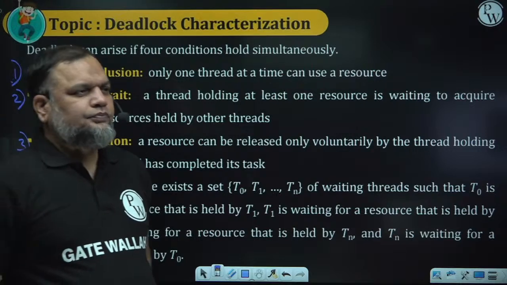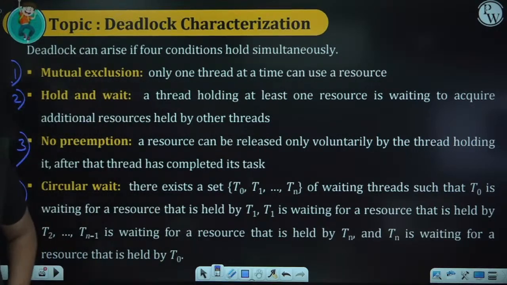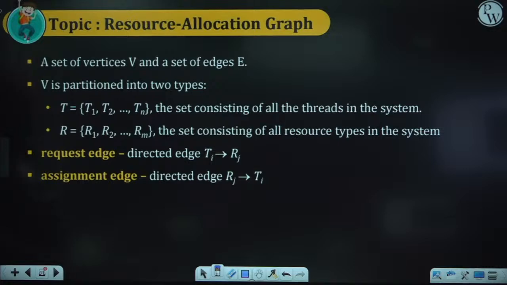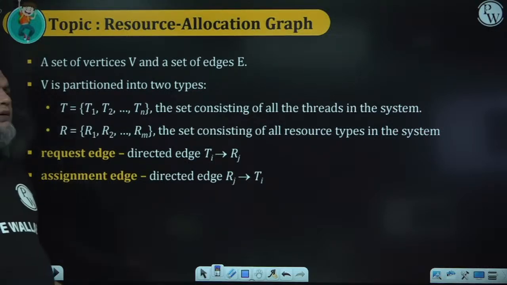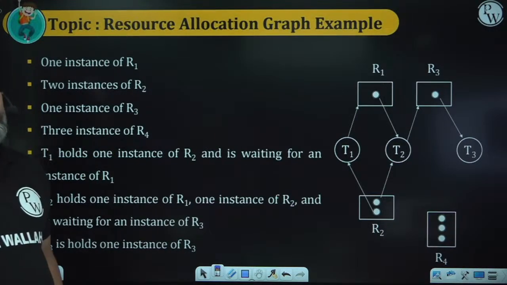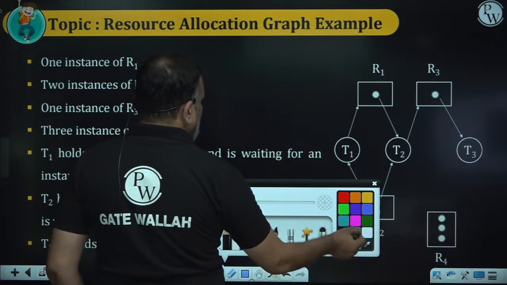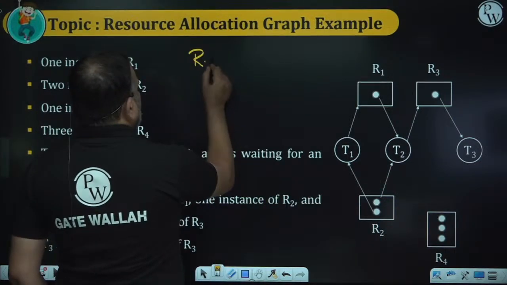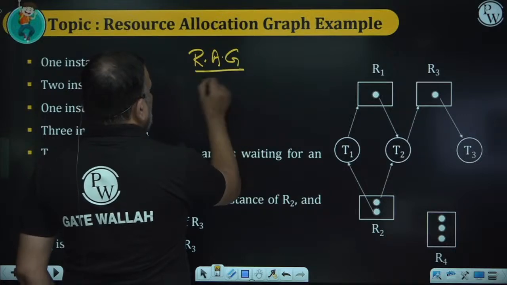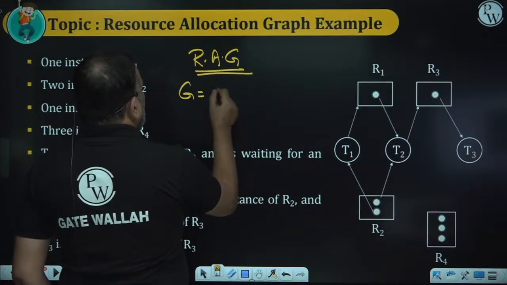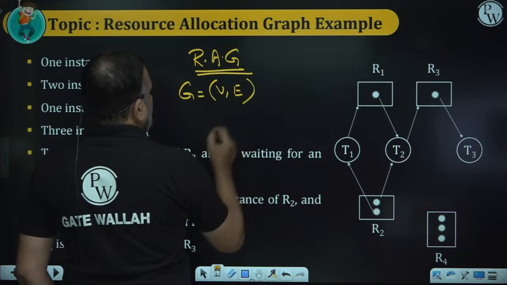Okay. तो ये है बच्चों necessary conditions for a deadlock to happen. ठीक है. Next important characterization जो generally हम study करते हैं वो है concept of resource allocation graph. Generally we write in short as RAG, resource allocation graph. Generally we define a graph as set of vertices and set of edges.